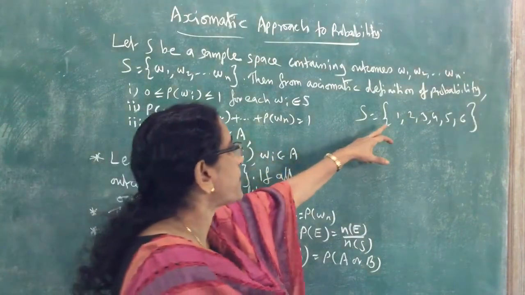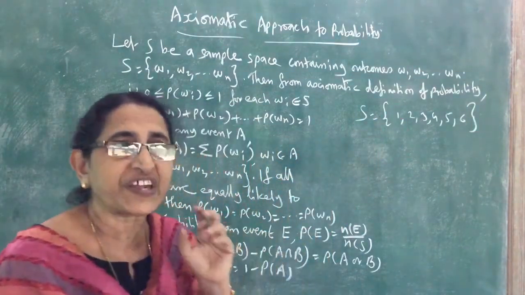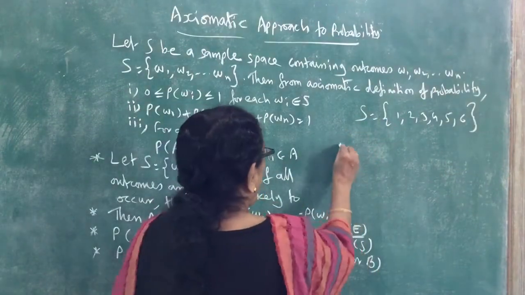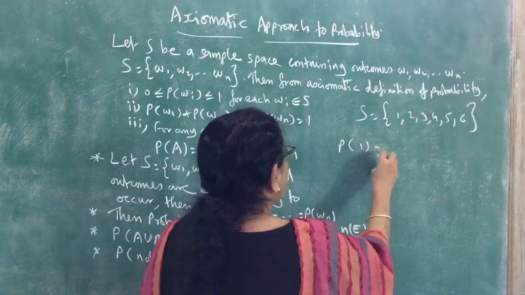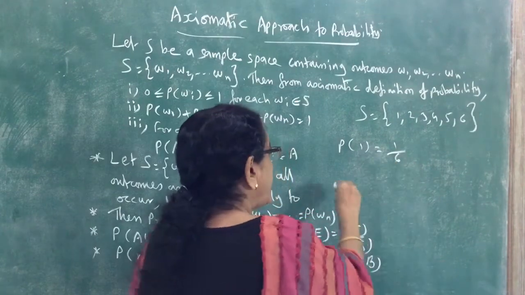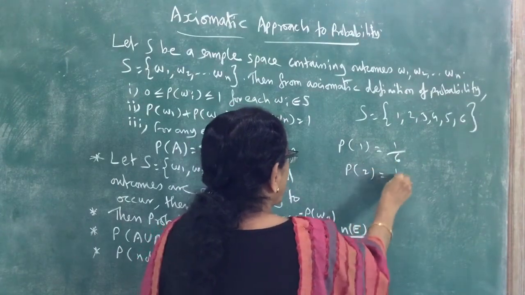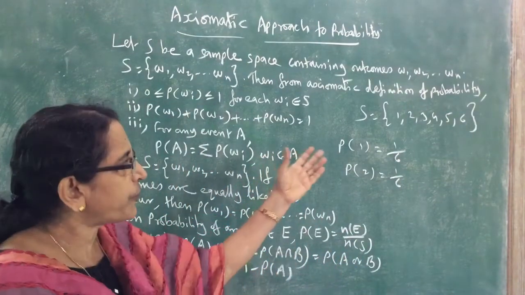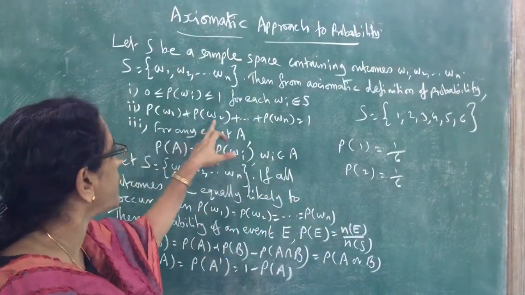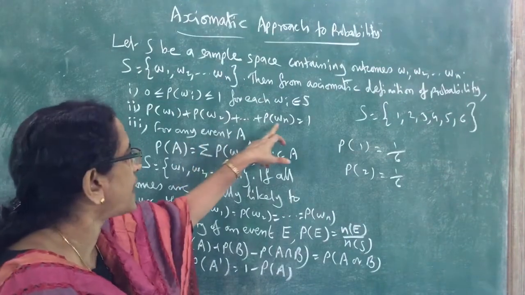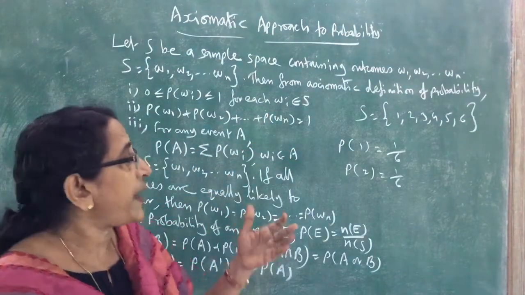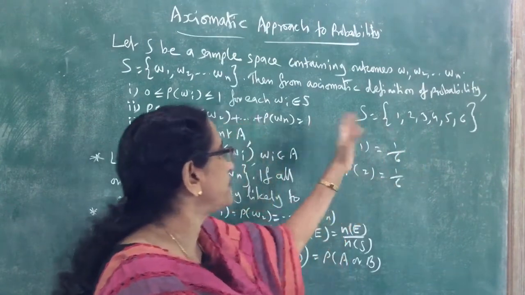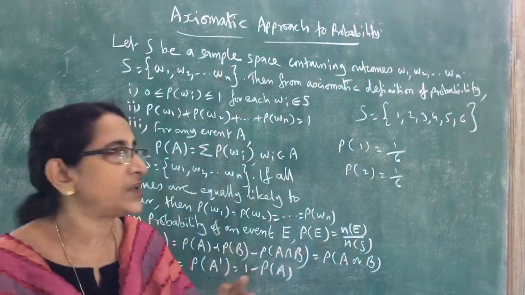Now here, what is the probability of getting 1? When you throw a die, the probability of getting 1 is 1 by 6. And the probability of getting 2 is also 1 by 6. The probability of getting 3 is 1 by 6. And therefore, what is the probability of omega 1 plus probability of omega 2 plus etc. plus probability of omega n? The probability of each outcome is equal to 1 by 6.